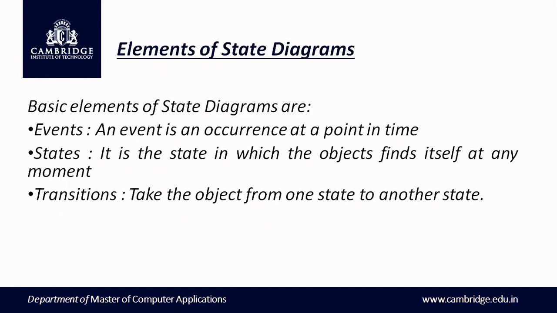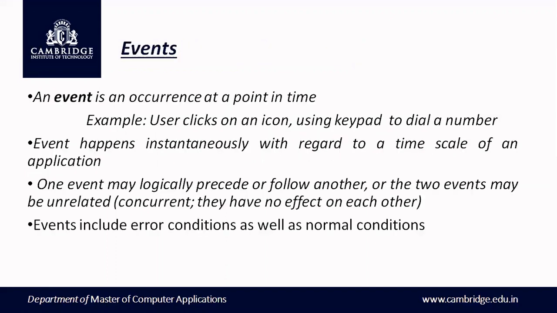Next we'll understand the basic elements of a state diagram. A state diagram has three important things: events, states and transitions. Here we'll try to understand one by one what are events, what are the states, and then finally the transitions. Coming to events, an event is an occurrence at a point in time.